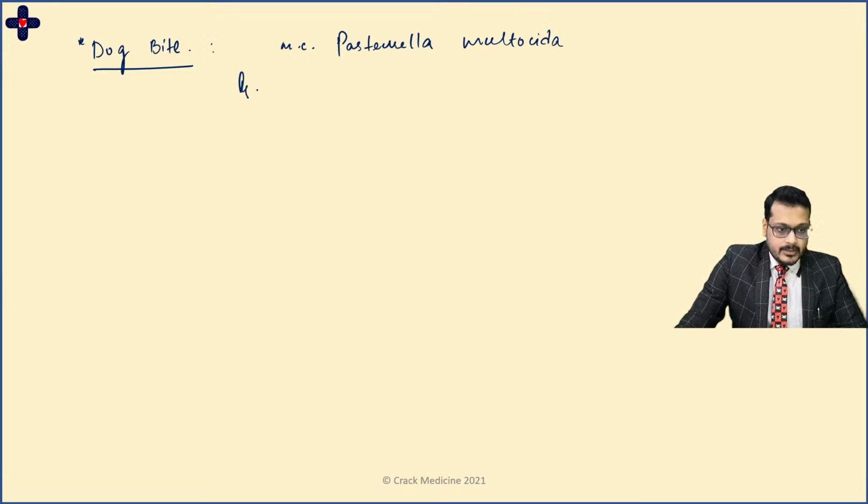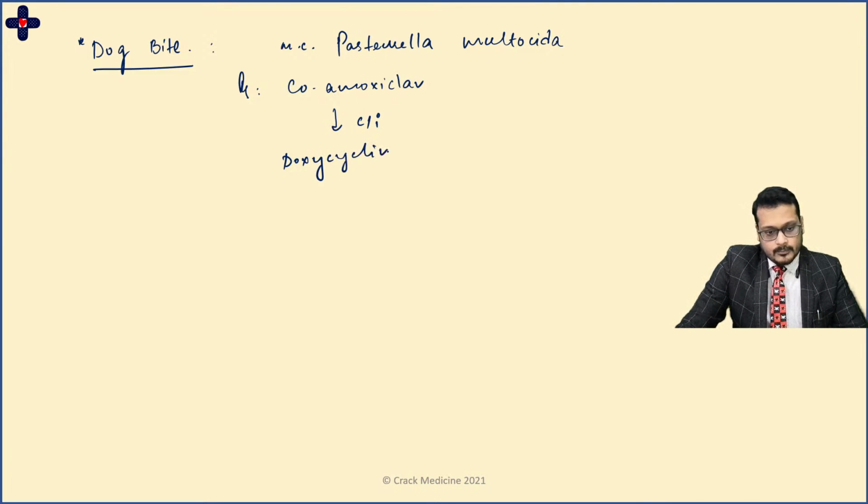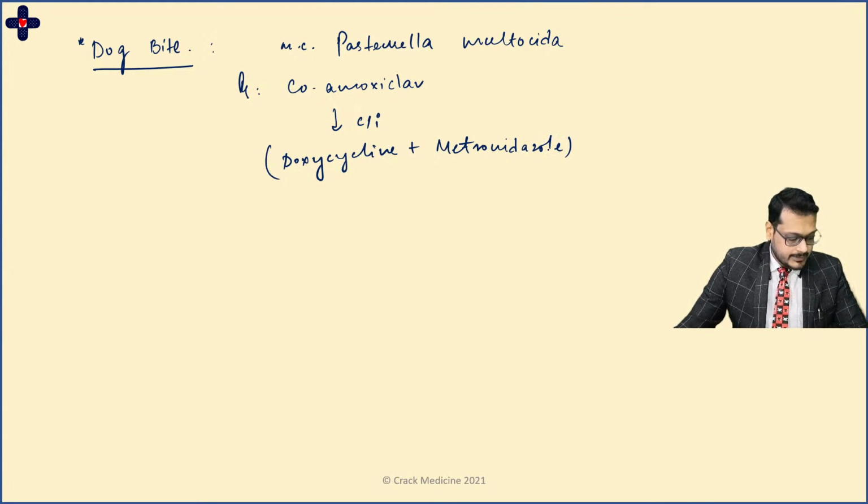So what is the treatment? The most common treatment is co-amoxiclav, amoxicillin clavulanic acid, that is augmentin. Now if the patient has any contraindication to amoxicillin, then you will give doxycycline plus metronidazole. Okay, so this is how you treat it.